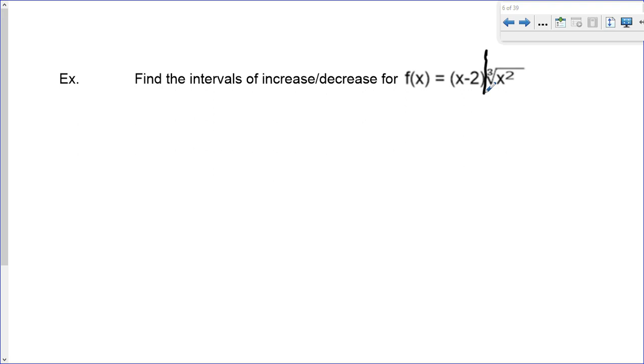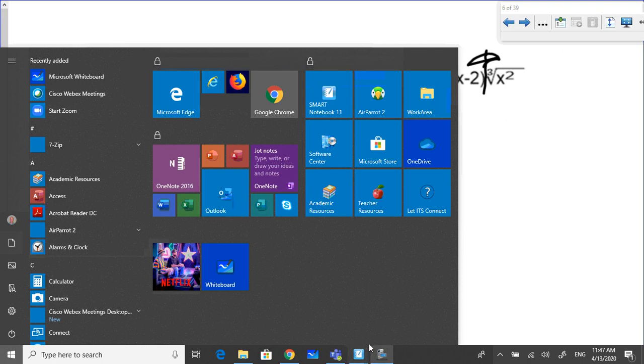Or I could, if I wanted to, expand this and just use the power rule on it. But either way, I'm going to pick up the video again after I've taken the derivative and started to solve for x and see what sort of situation we've got here. So take a pause and get cracking on this derivative.